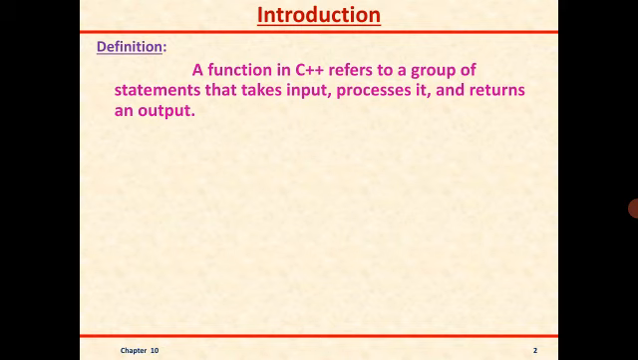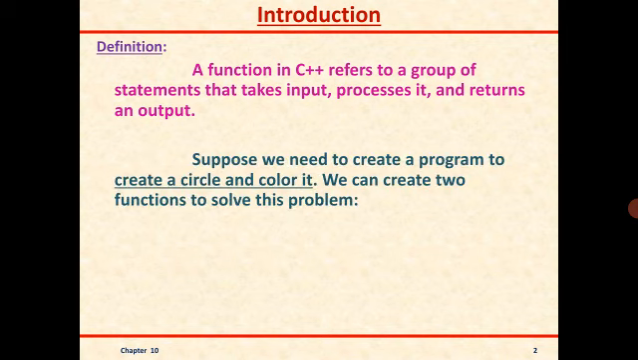See, students, there are certain groups of statements in C++ which will take the input from the user, process it, which means they perform some operations, and then give us the result back, which we call the output. So we define the C++ function as a group of statements which takes the input, processes it, and gives us the output. Let me give you one simple example.